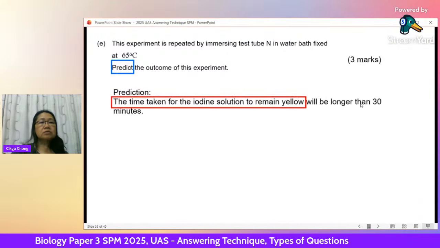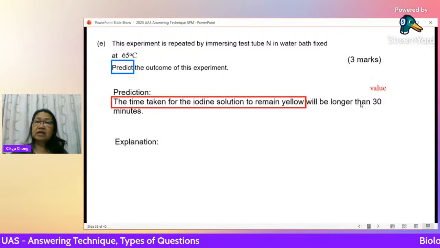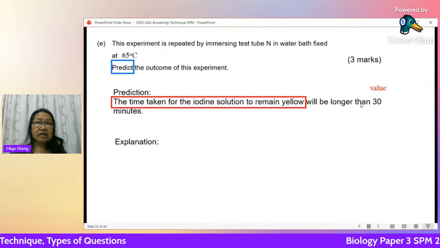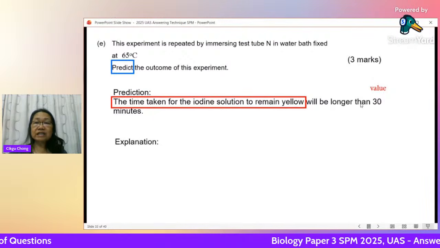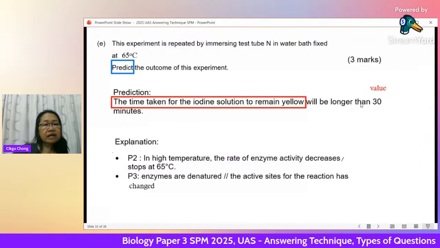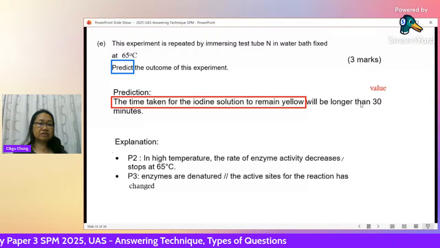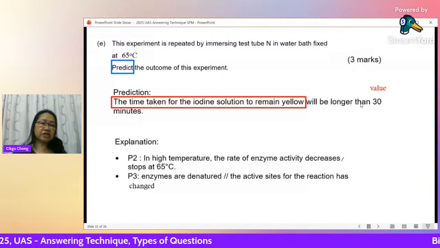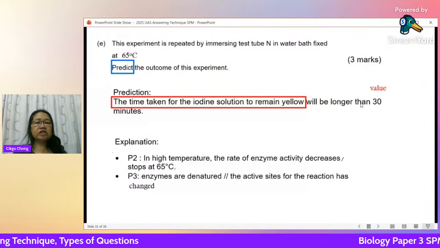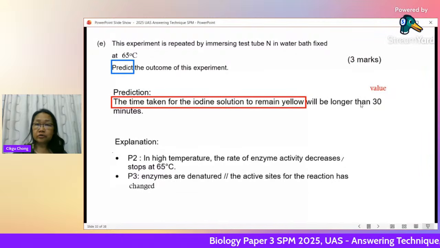So this is your must-have value. You cannot just say increase, or just say higher, full stop. Higher than what? For the explanation: at high temperature, the rate of enzyme activity decreases or stops at 65 degrees Celsius. Enzymes are denatured. The active sites for the reaction have changed. So that is your explanation based on theory.